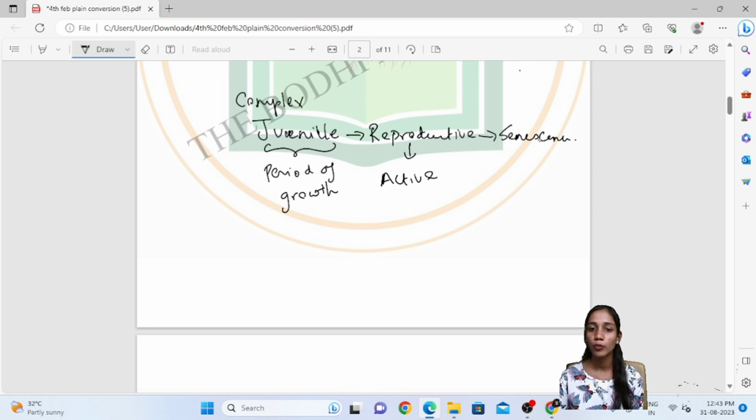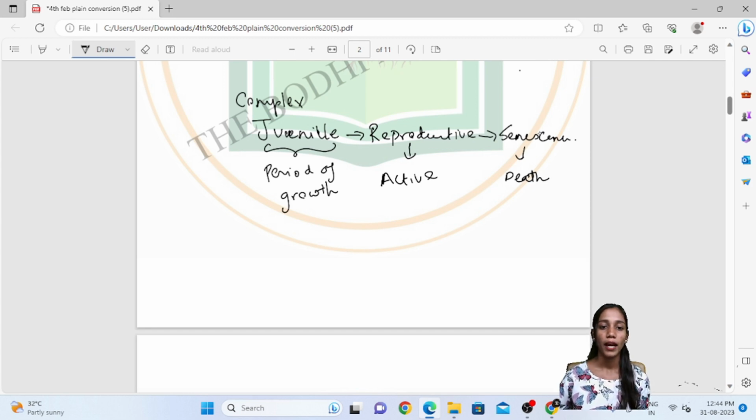Now after reproduction has taken place, the reproductive phase can again get deactivated, and that is when the organism enters the senescence age. Senescence leads to the death of the organism. So the sexually reproducing organisms have three phases in their life. First is the juvenile phase, wherein the organism is getting ready to enter the reproductive phase and undergo the process of reproduction. The second is the reproductive phase, wherein the organism is reproductively active, and the third one is the senescence phase, wherein the reproductive activity of the organism gets deactivated and the organism enters the death phase.